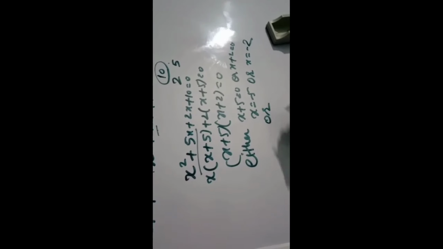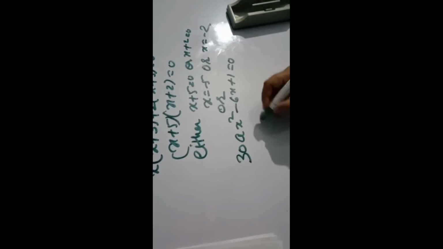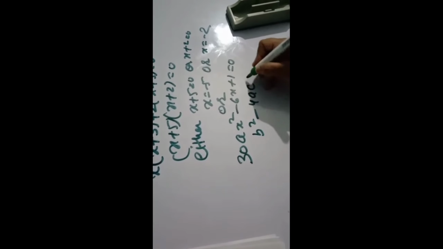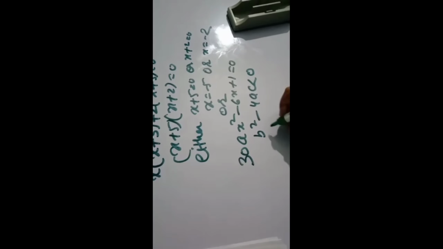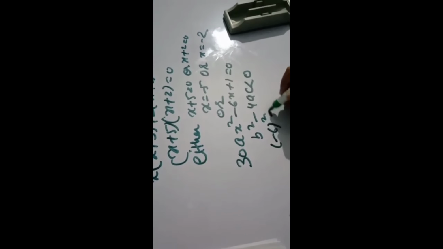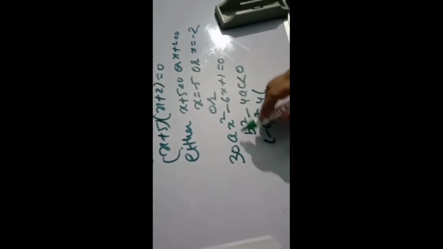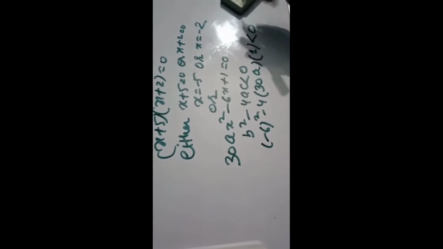An optional question is also there. For what values of a does the quadratic equation 30ax square minus 6x plus 1 have no real roots? The no real roots condition is that it should not have a real root. That means b square minus 4ac should be less than 0. For greater than 0 it has real roots. Now you will take b. B is the coefficient of x, which is minus 6. So b square minus 4, a is the coefficient of x square, so 30a will come, and c is the constant 1. It should be less than 0.